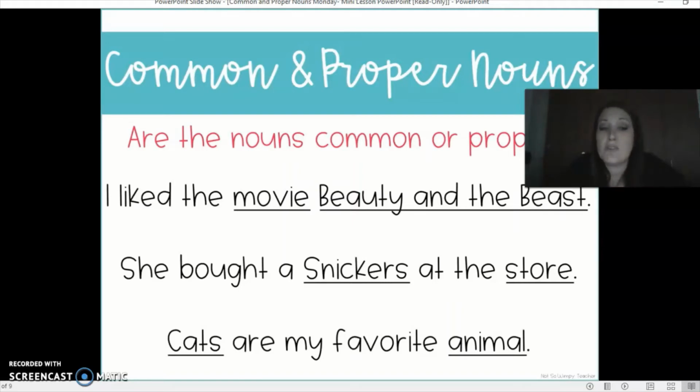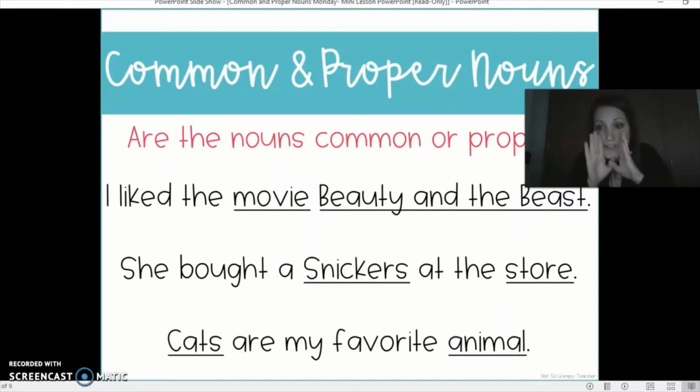Last one, cats are my favorite animal. Which one is proper? Hey, I like that animal. Do you know which kind it was? No. Hey, I like that cat. Do you know which kind it is? No. Both of these are common because it doesn't say the specific type of animal. And although cat is a type of animal, it's not the specific breed. So cat would just be lowercase. It's only uppercase because it's at the beginning of the sentence.